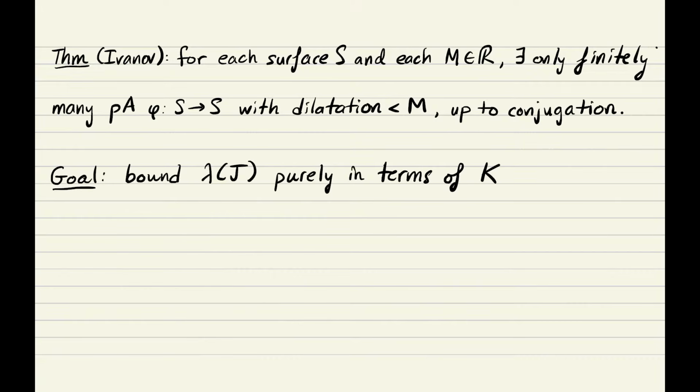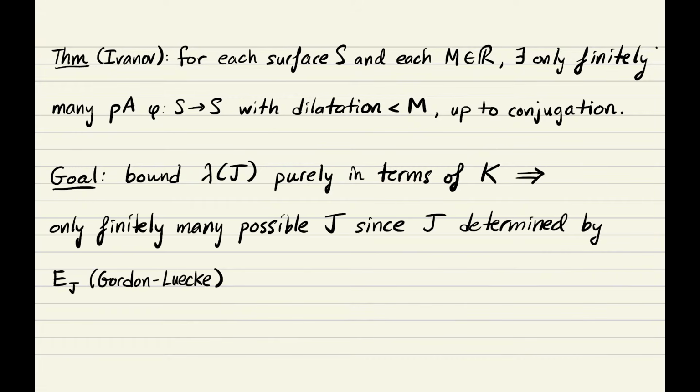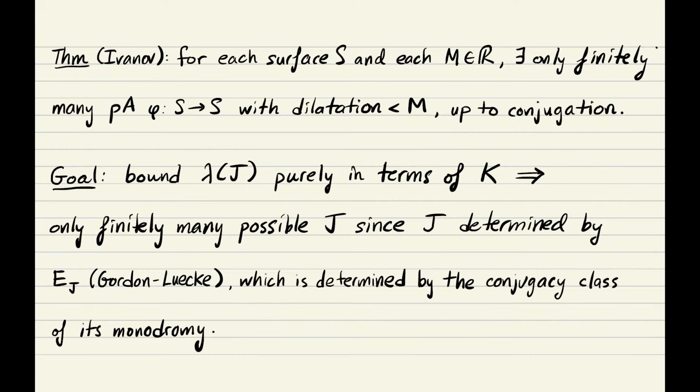All right. So then the goal, as I said, is to bound lambda of J purely in terms of K, right? And if we can do that, that'll imply that there are only finitely many possible J, ribbon concordant to K, fiber J, since J is determined by its complement, as I said before, and the complement is determined exactly by the conjugacy class of its monodromy, right? So if you bound the dilatation, Khovanov says there are finitely many possibilities for the conjugacy class of the monodromy, hence for the knot complement, hence for J itself. All right, any questions about the strategy?